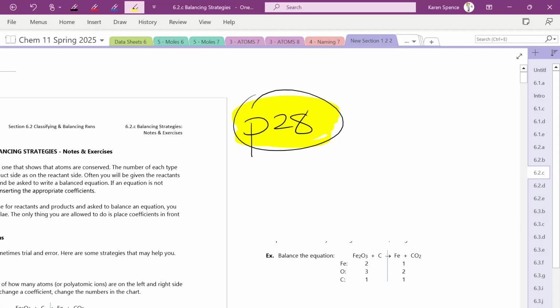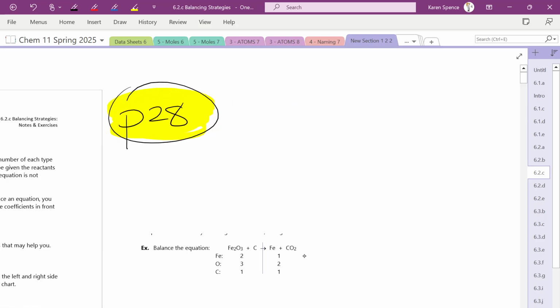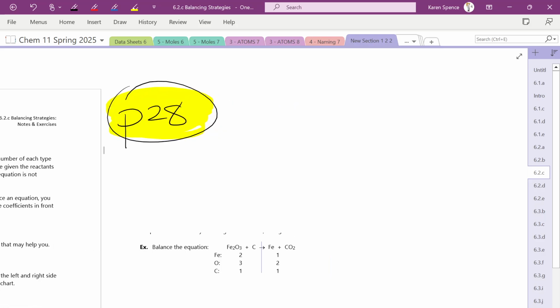Today we are going to be looking at some strategies for balancing equations. In these cases, you'll be given the equations and then you'll just have to balance them. You'll also be asked to recognize what type of reaction it is. Let's list very quickly, what are the different types of reactions?